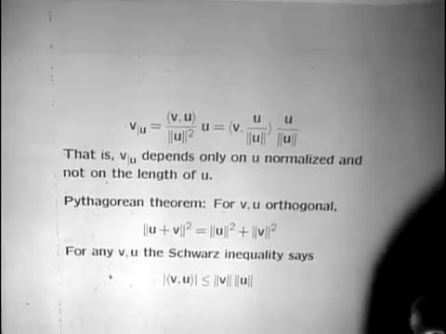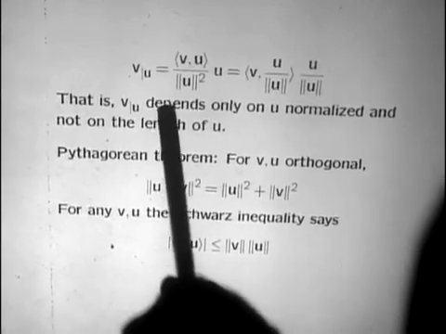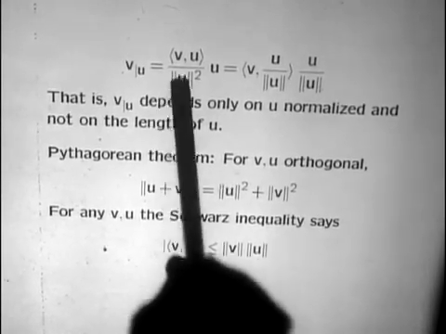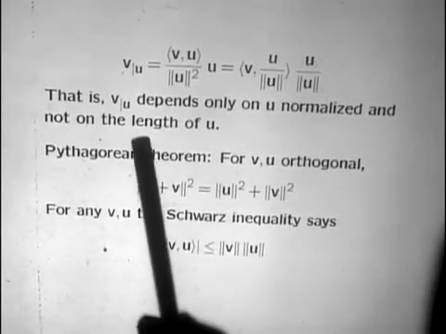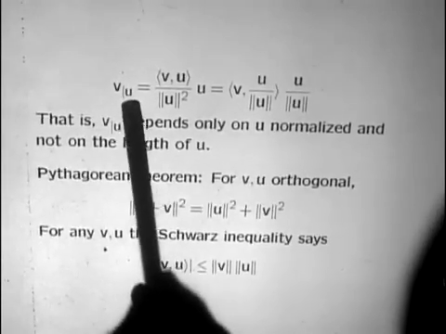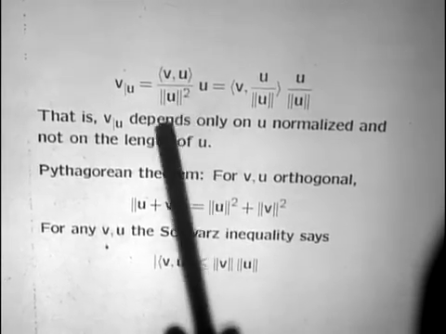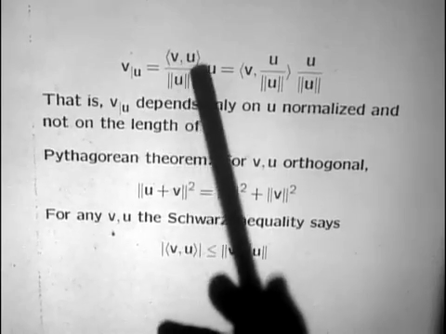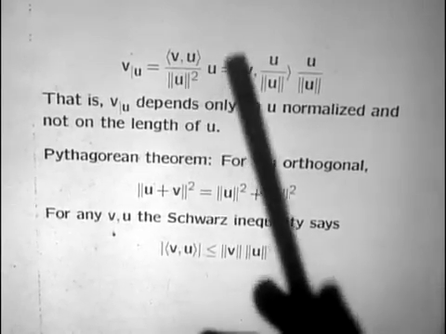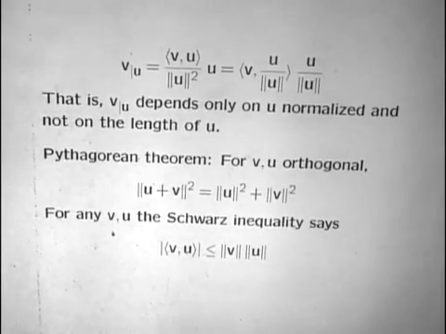If I shorten U or lengthen U, this projection is still going to be exactly the same thing. And that's what the norm squared of U is doing here. The norm squared of U is simply sitting there so it does this normalization function for us. It makes this projection equal to the inner product of V with the normalized form of U times the normalized vector for U.